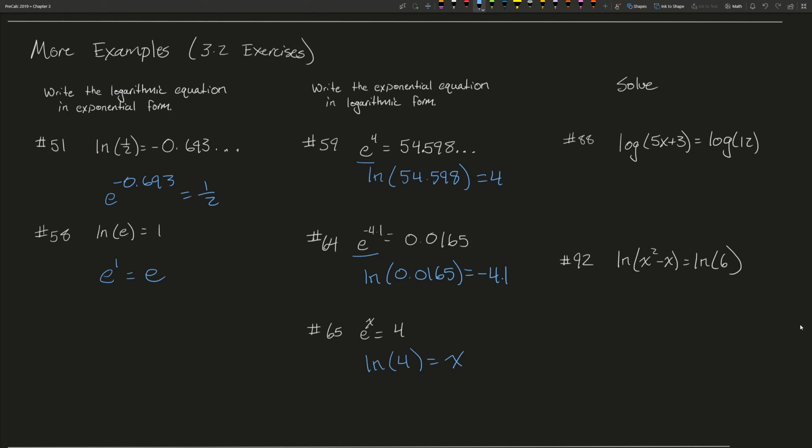And then 88 and 92 say to just solve. So 88 says log of 5x plus 3 is equal to log of 12. Because these have the same base, which is assumed to be 10, we can ignore the logs entirely and just set 5x plus 3 equal to 12. And when we solve that, 5x will be 9, and x will be 9/5.